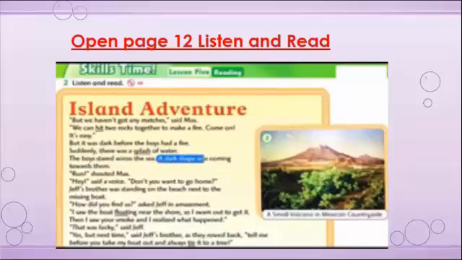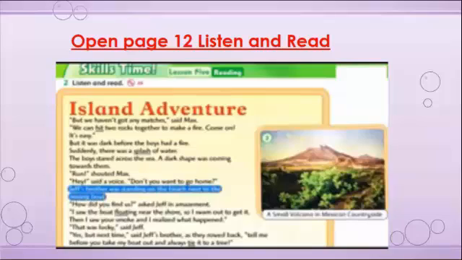A dark shape was coming towards them. "Run!" shouted Max. "Hey!" said a voice. "Don't you want to go home?" Jeff's brother was standing on the beach next to the missing boat. "How did you find us?"